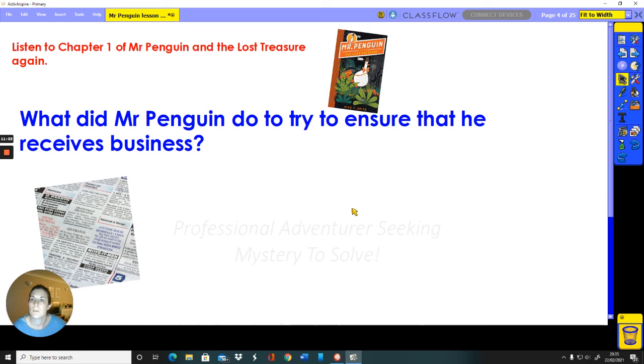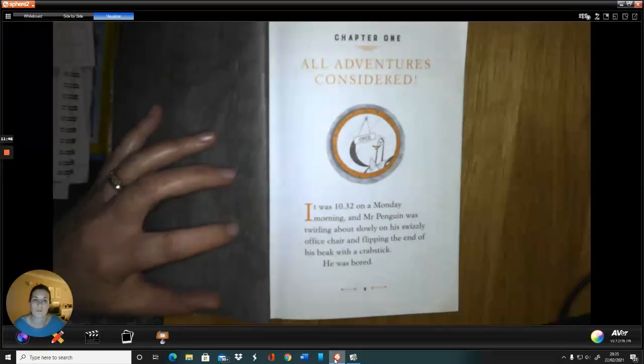Okay, so we're going to move on from our ideas with our sentences. We'll remember them and we'll use them in our writing later on in the lesson. But what we're going to do is listen again to chapter 1 of Mr. Penguin and the Lost Treasure. And what I want you to do is pick out what Mr. Penguin does to try to ensure that he receives business. So you're going to listen carefully, follow along and read along if you want to.